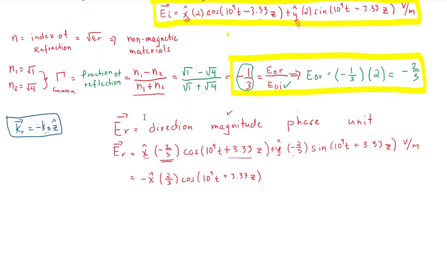Then same thing here, we let the sign of the magnitude dictate the final direction, so that's just going to be negative y, negative times positive 2/3 sine omega t plus k z. There we go. Now we have our wave expression.